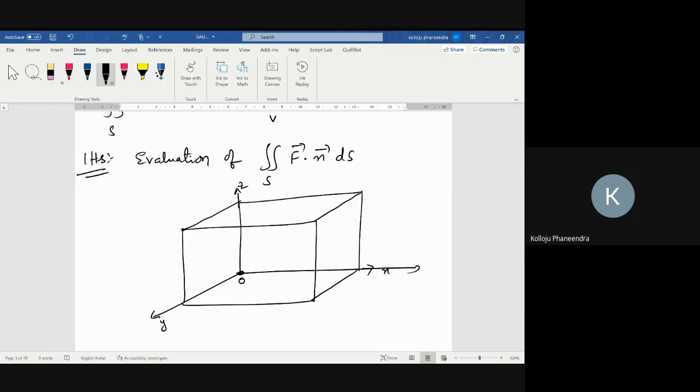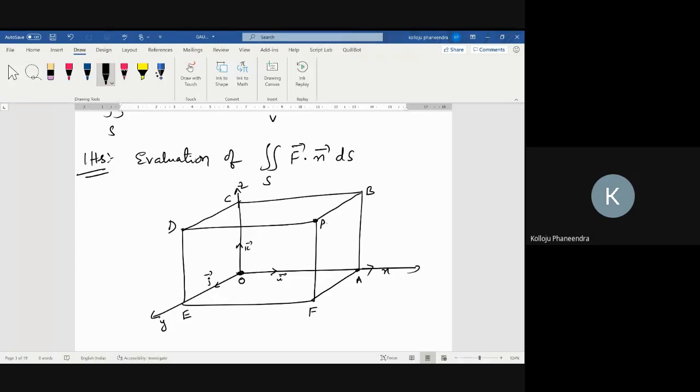Done. Let me take this point as B and this point as A. I'm declaring the corner points A, B, C, this one D, this one E, and this one F. And this is P, the point x, y, z. Along the x-axis, the unit vector is i bar, this is k bar, and this is j bar. Now, what is the surface? The surface is the rectangular box.